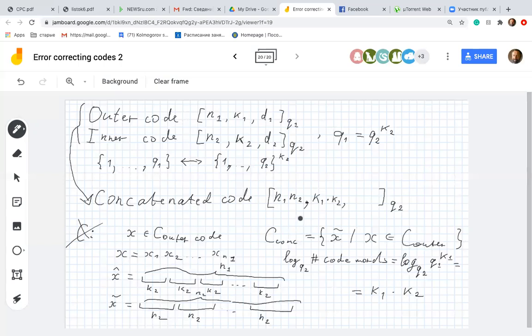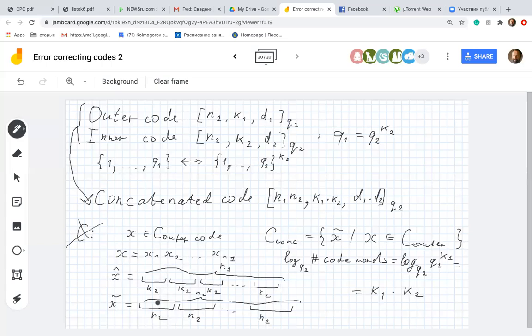And somehow it magically happens that the distance is also the product of two distances. So it's very easy to memorize the parameters of the concatenated code. Everything gets multiplied except for the alphabet.